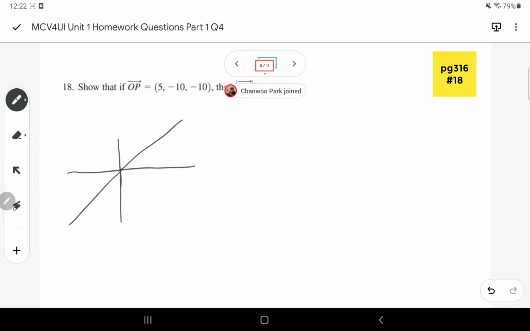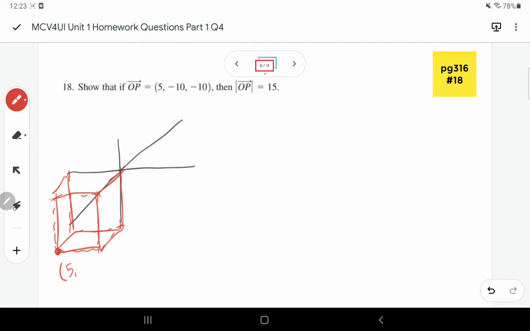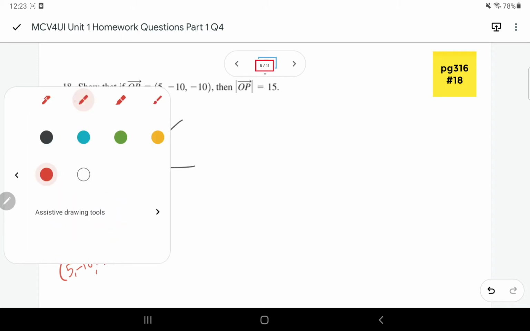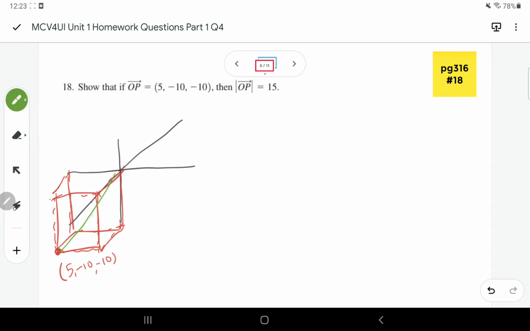So I'm going to very, very roughly draw out where this might be. So this is a value of 5 in the x, negative 10 in the y, and negative 10 in the z. So super roughly here. Like that. Anyway, sorry, that's quick and a little bit messy, but this would be this point 5, negative 10, negative 10. And if I wanted to take a look at how far away that is from the origin, I'm going to call that D.